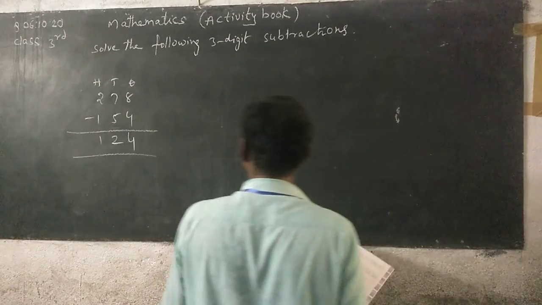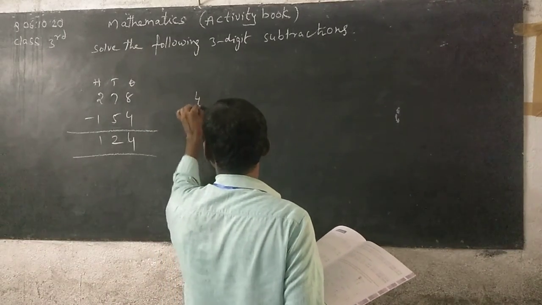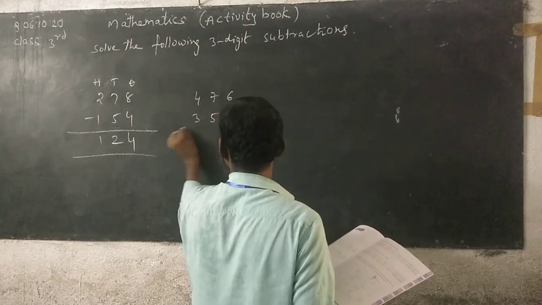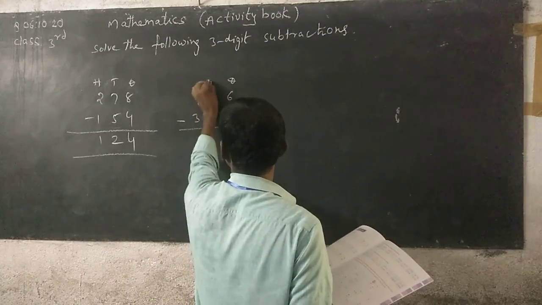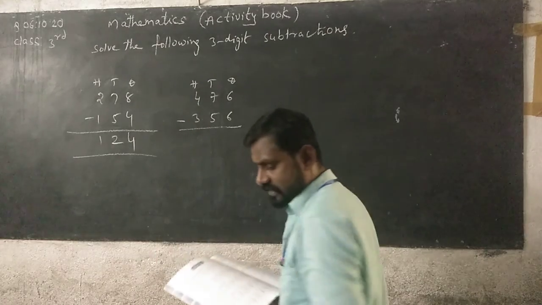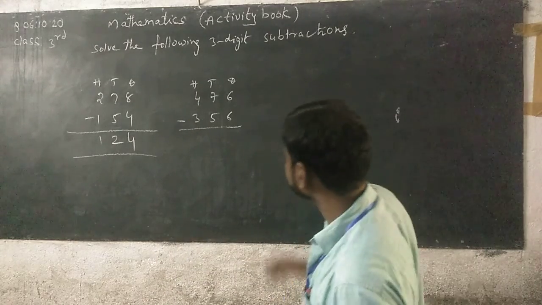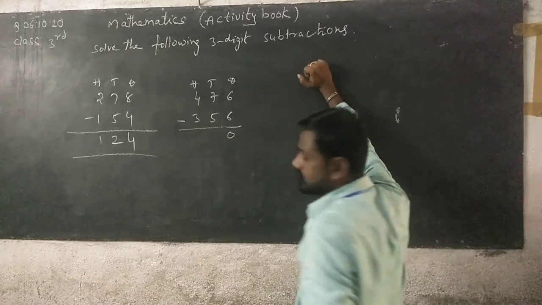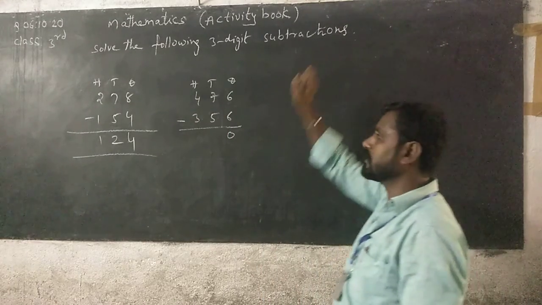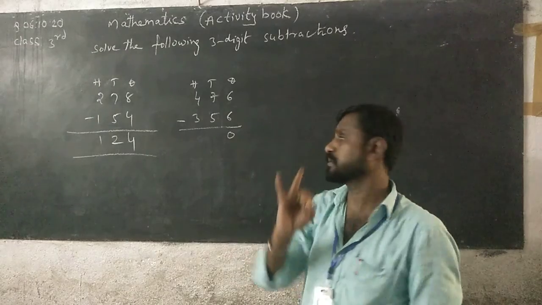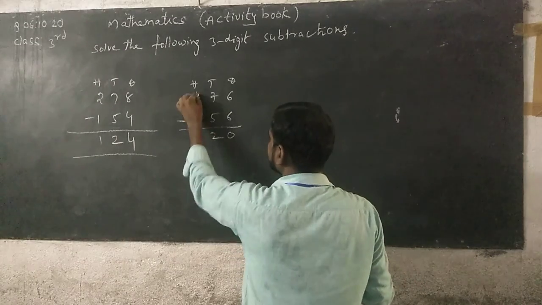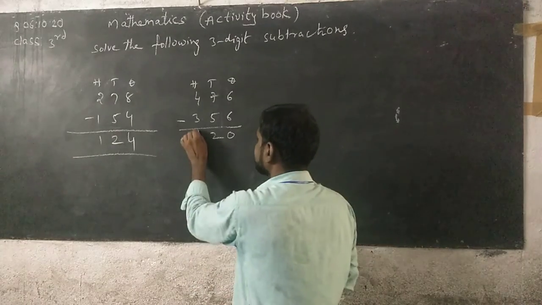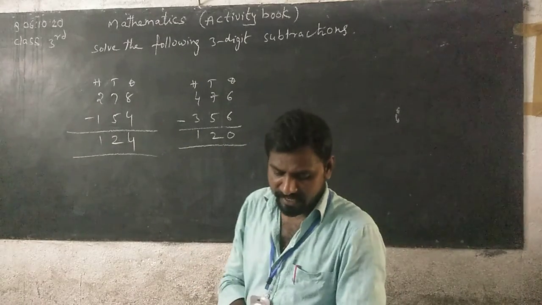Next, 476 minus 356. This is ones place, tens, hundreds. First subtract the digits in the ones place. 6 minus 6, 0. 7 minus 5. You can count 5 after up to 7: 5 after 6, 7. 2. Next, 4 minus 3, 1. So you can count 3 after 1, 4. The difference is equal to 120.